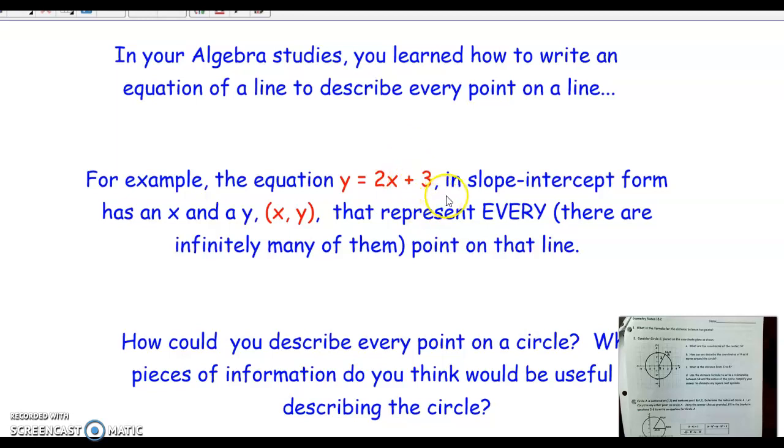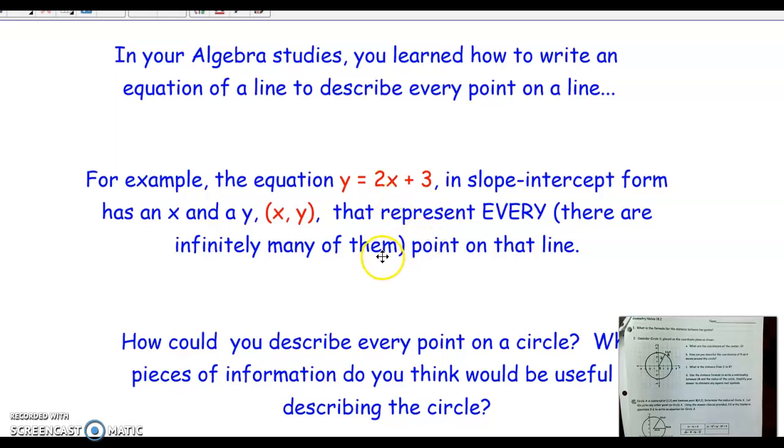So if you ever wanted to know if a point was on a line or not, remember you could just substitute it in for the x and y in the equation and see if it makes a true statement or not. So for example, if I wanted to know if the point 1, 5 is on this line, I would put 1 in for x, 5 in for y, and see if it's true. Well, 2 times 1 is 2, plus 3 is 5. So that tells me the point 1, 5 is one of the infinite points on this line.